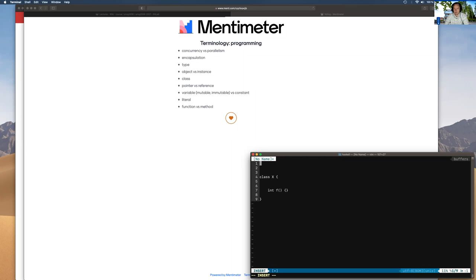And then if I have a function here, we would say G is a function, F is a method, right? Roughly speaking, some pseudo C++-ish code. So G, yes, a function. It's not encapsulated in any of the classes. Therefore, it's a function. F is encapsulated inside X. Therefore, it is a method.